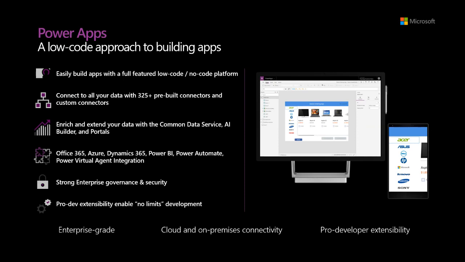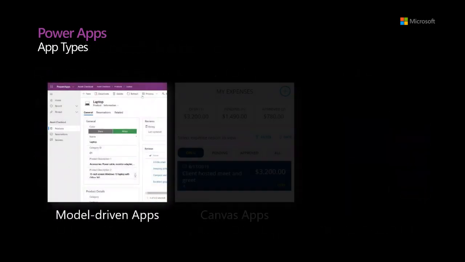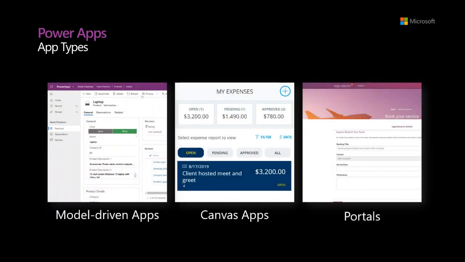Apps portals. We're able to integrate with Office 365, Azure, Dynamics 365, Power BI, and also Power Automate. We can also ensure strong control and security and enable pro development extensibility using a no limits approach. And to do that, we actually have 3 different types of Power Apps that accomplish all of those.